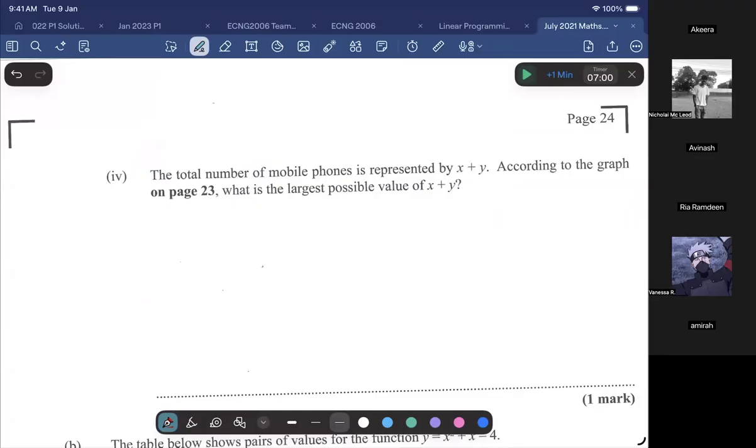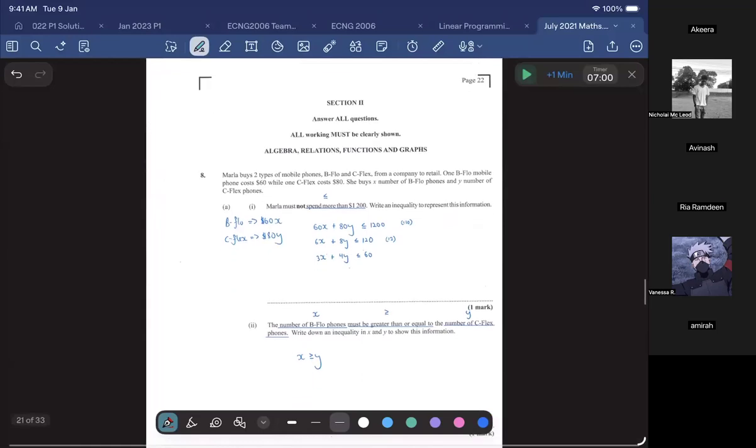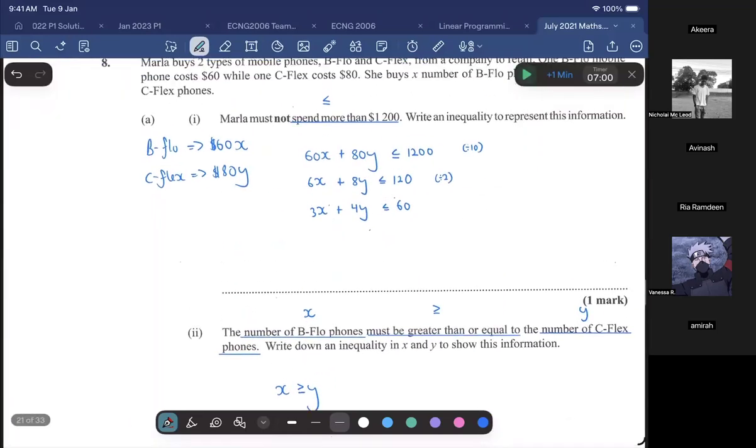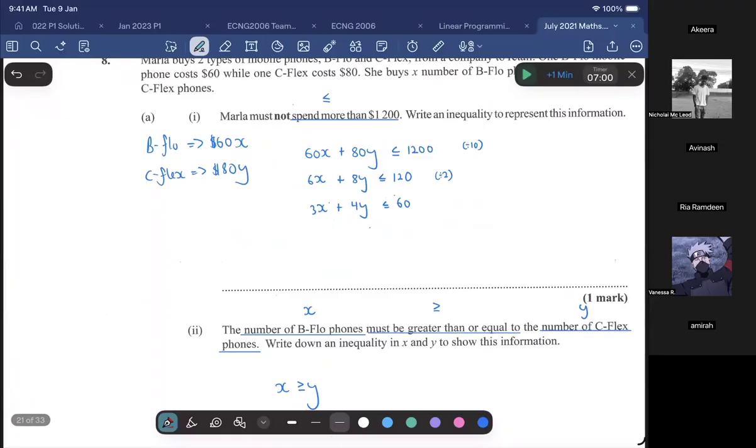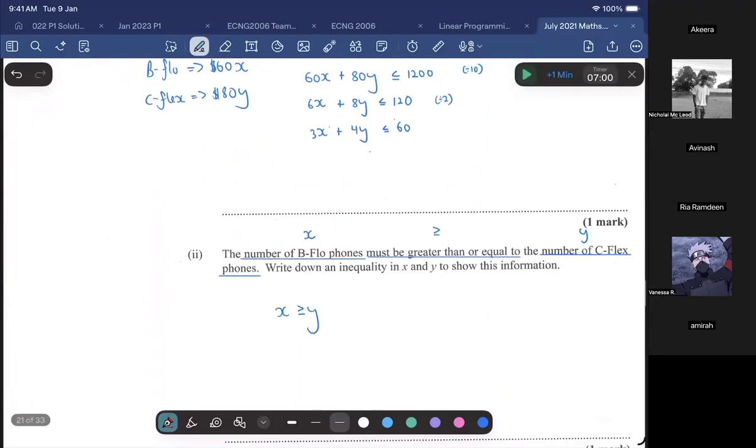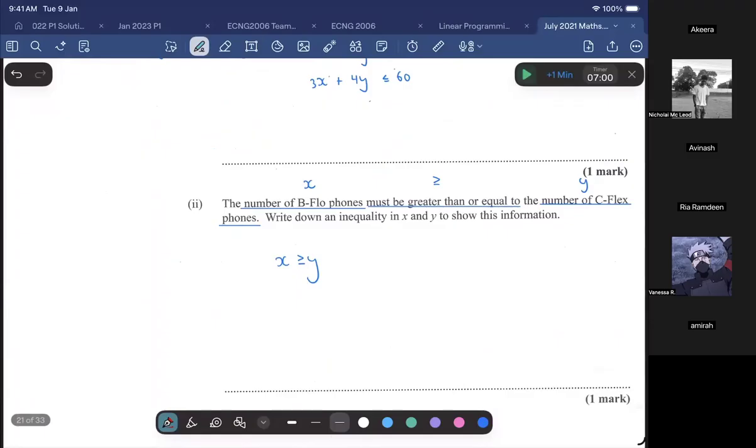The total number of mobile phones is represented by x plus y. According to the graph on page 23, what is the largest possible value of x plus y? Right, so Akira, first things first, the value you pick must satisfy both inequalities, both conditions, because these are the conditions stipulated. The first condition: it must not be more than 1200, so 3x plus 4y has to be less than or equal to 60. And the other criterion was x needs to be more than or equal to y.